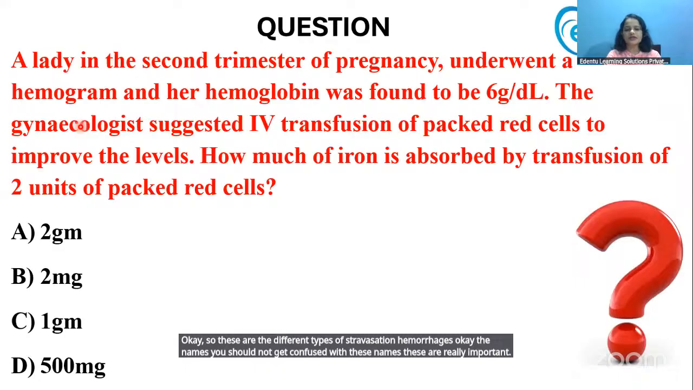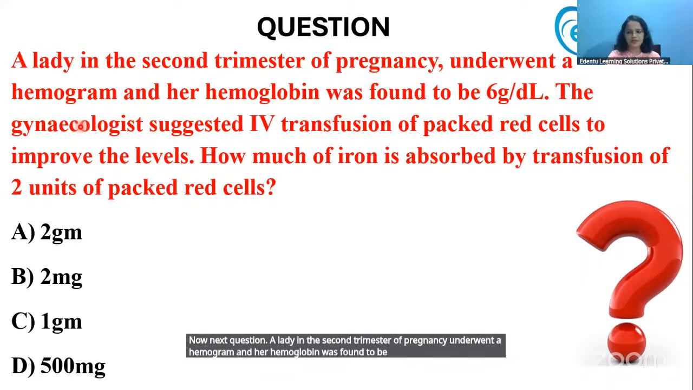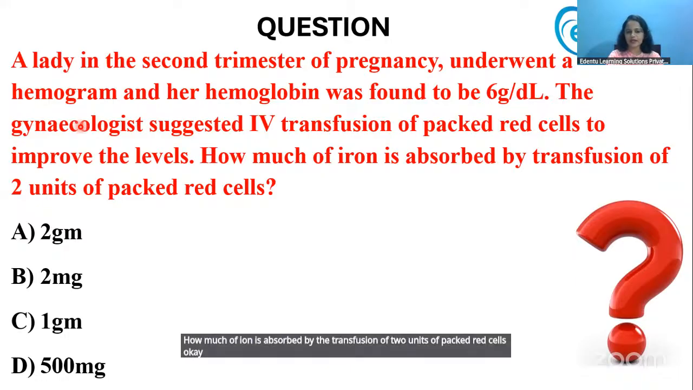Now, next question. A lady in the second trimester of pregnancy underwent a hemogram and her hemoglobin was found to be 6 gram per dl. The gynecologist suggested IV transfusion of packed red cells to improve the levels. How much iron is absorbed by the transfusion of 2 units of packed red cells? This is a calculation-based question, which is rarely asked nowadays in the general pathology section. But still, I want you to get familiarized with such questions also.